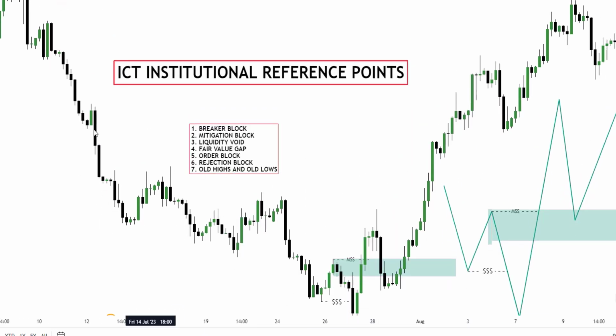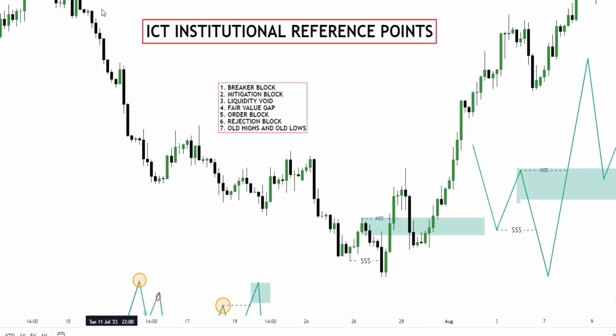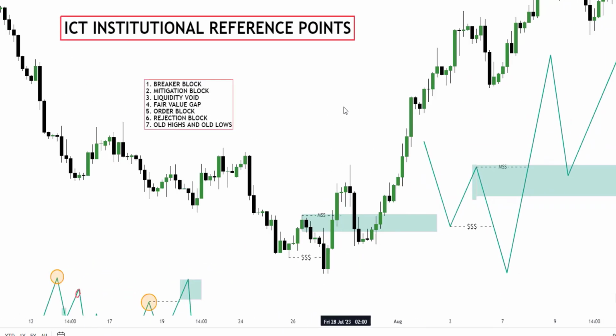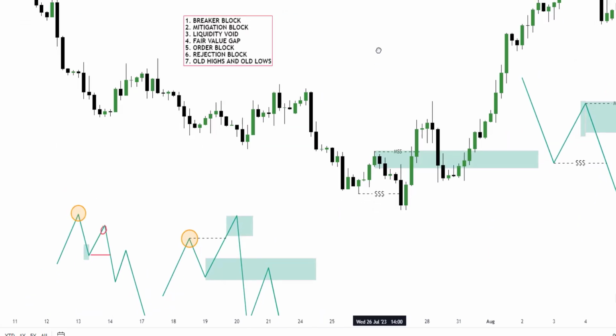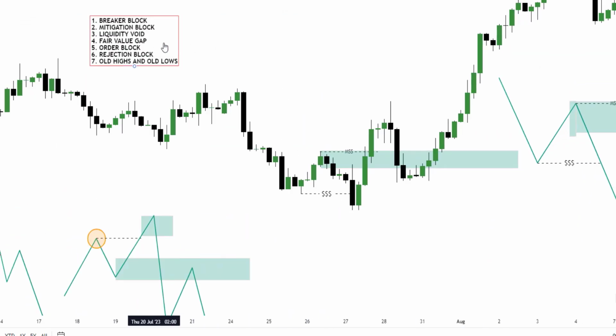Can you see price filling it up, this movement, and price filling it up to match up all the imbalances that were left out in this area? So that's basically what a liquidity void is. And a fair value gap is the next thing we'll talk about.